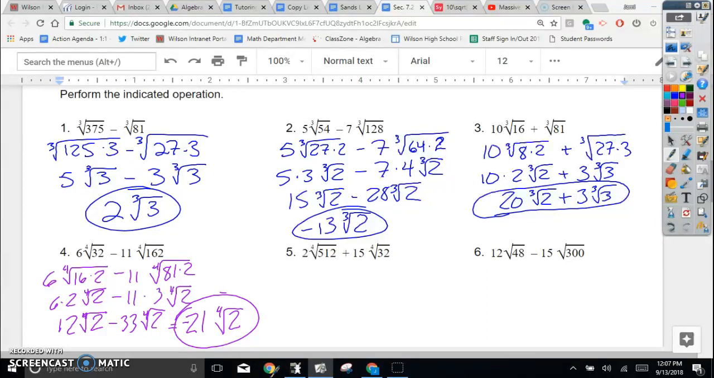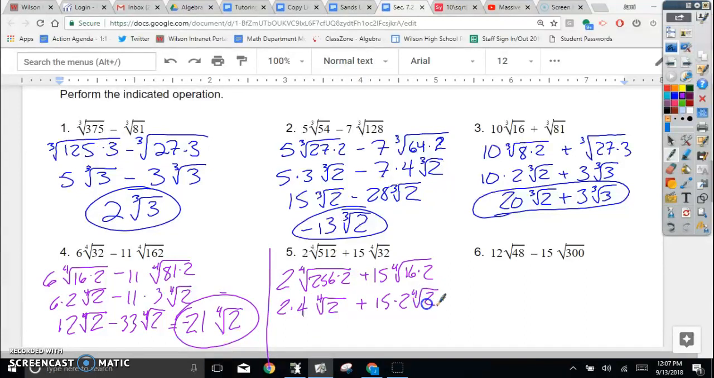Okay, so that's that. Going to 5. And in the fourth root column, we have 256 times 2. Give us that 512. And again, we can do the fourth root of 16. So this is 2 times 4, because the fourth root of 256 is 4. Cannot do the fourth root of 2. This is 15 times 2 times the fourth root of 2. So this is 8 fourth roots of 2 plus 30 fourth roots of 2. So that's a grand total of 38 fourth roots of 2.